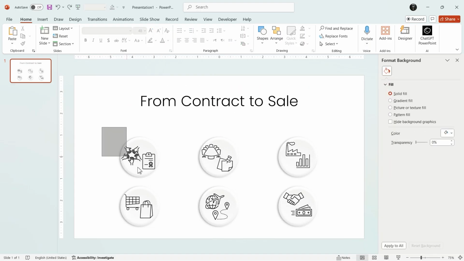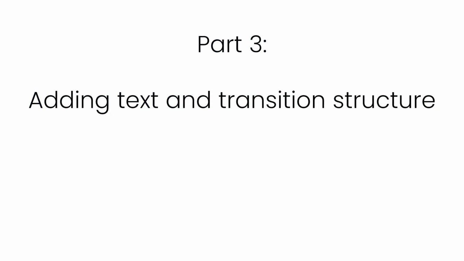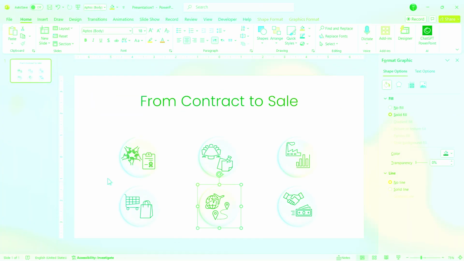Now select each circle and the icons belong to. Then press Ctrl and G to group them. Let's see what will happen next. Part 3. Duplicate and transition structure.